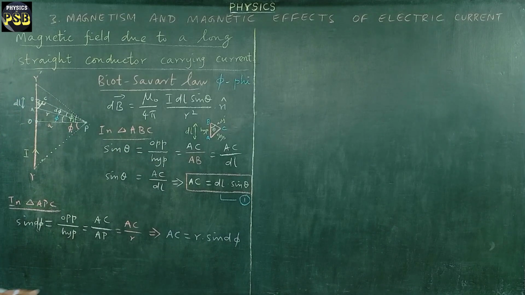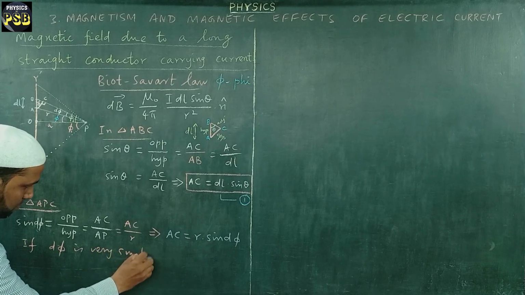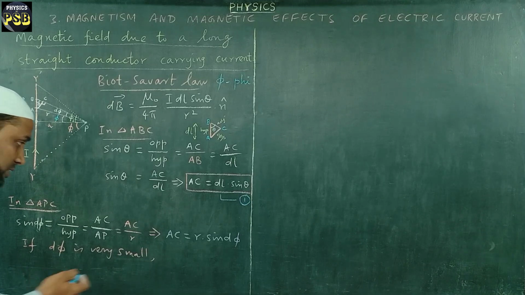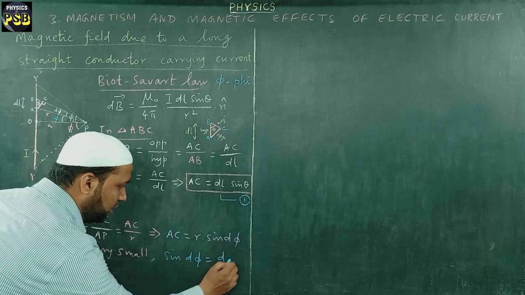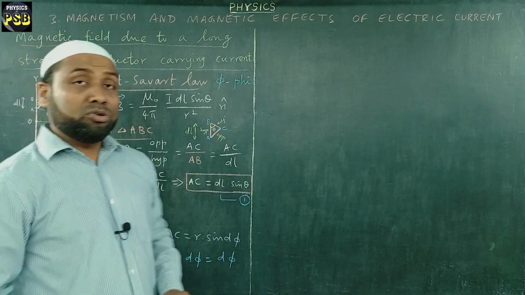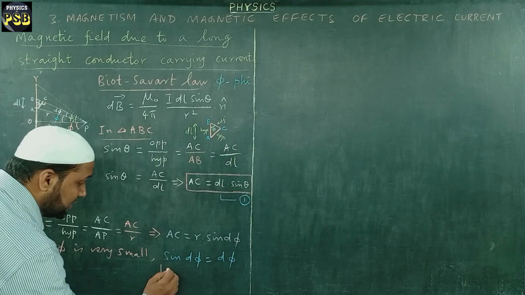Got it? Now here I make certain changes. Look at this carefully. If d phi is very small, then sin of d phi can be written as d phi. You remember this. Why do we write sin d phi equals d phi? I'll explain this with the help of a simple example. We know sin of 0.